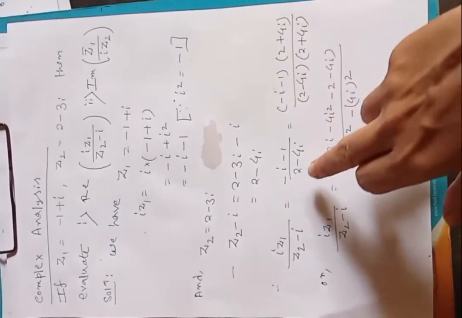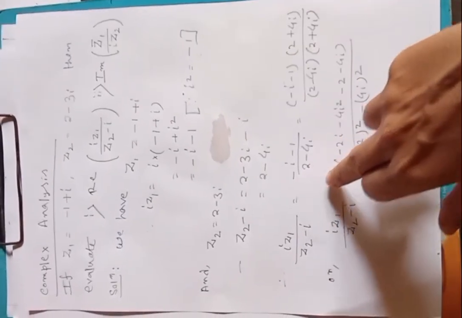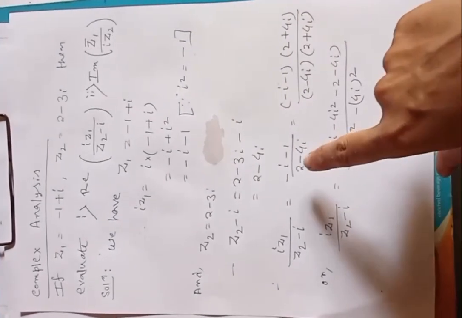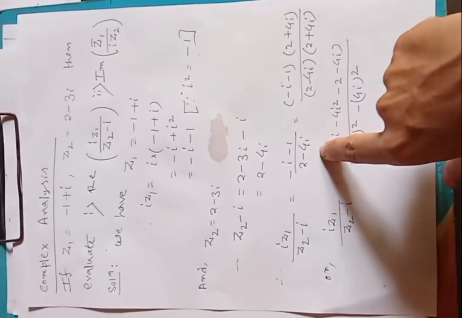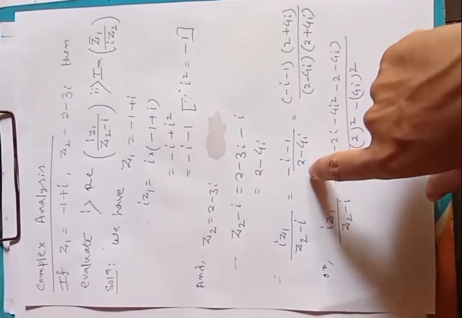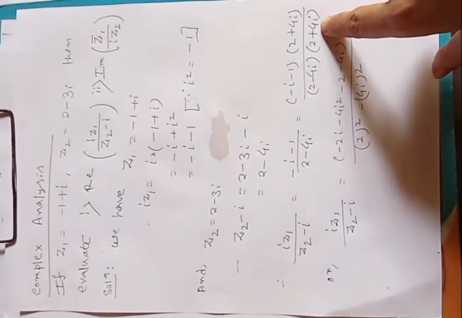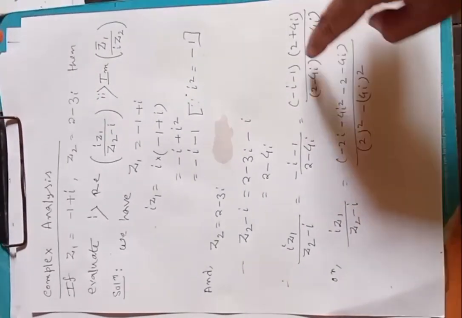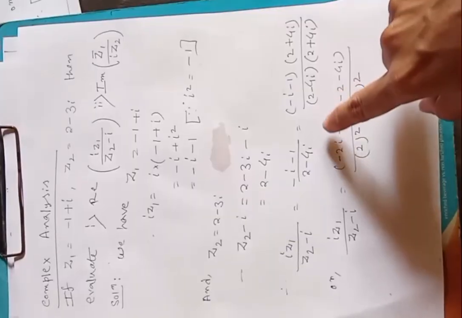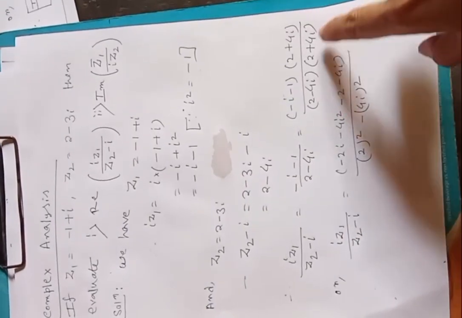To solve it, we have to multiply both the numerator and the denominator with the conjugate of the denominator. So the conjugate of the denominator is 2 plus 4i. So we have multiplied both the numerator and the denominator with the conjugate of the denominator, 2 plus 4i.